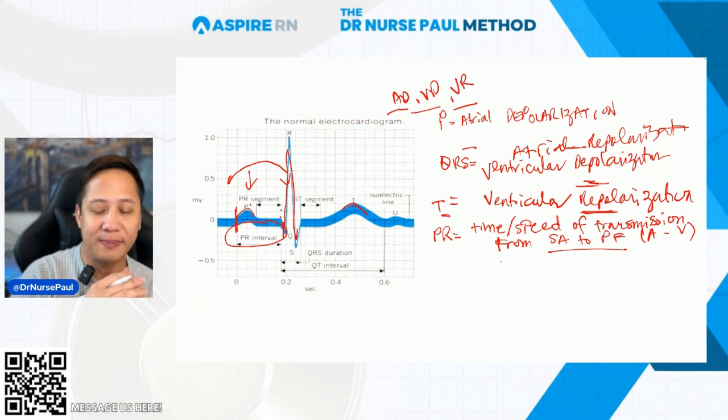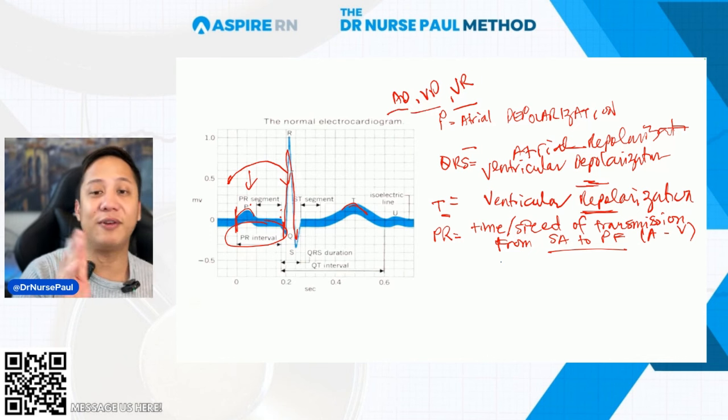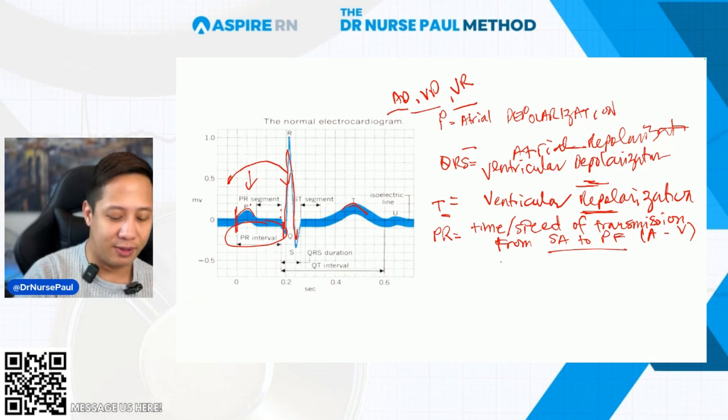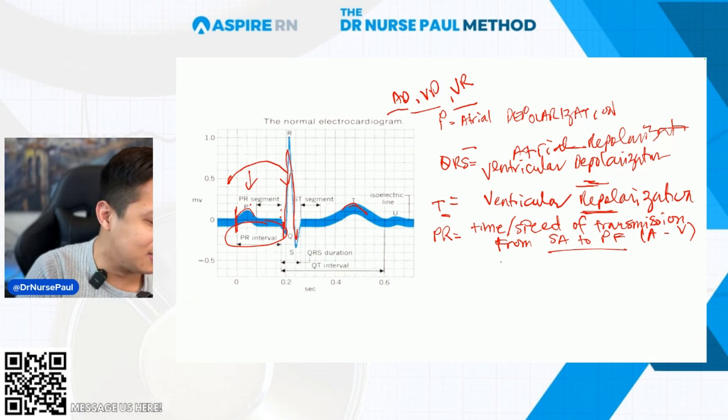Another interval, and there's different AV blocks. There's first, second, third degree. We're going to go to that later. So please bear with me. This is going to be 3 to 4 hours, okay?